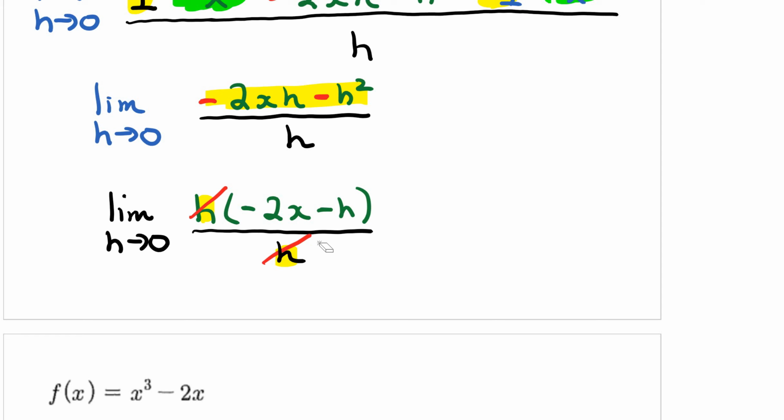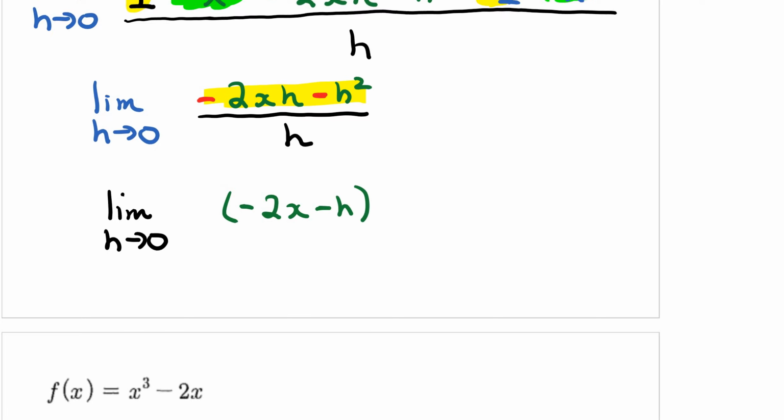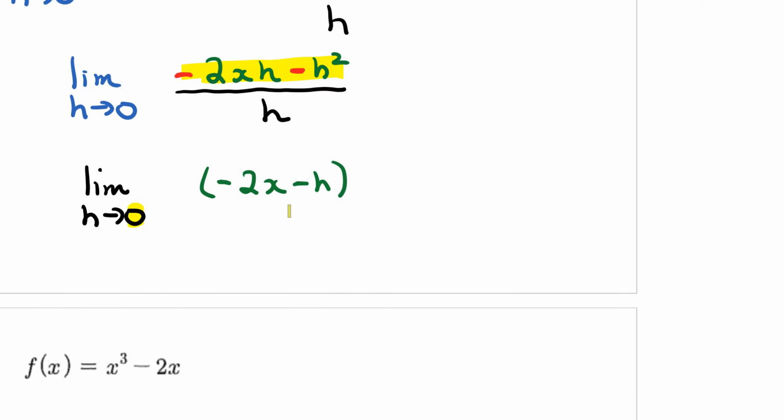All right, so maybe I'll just erase that using my pen here. And then finally, I can do a direct substitution step here, so that h goes to 0. My final answer here is -2x minus 0, and that's just going to be equal to -2x.